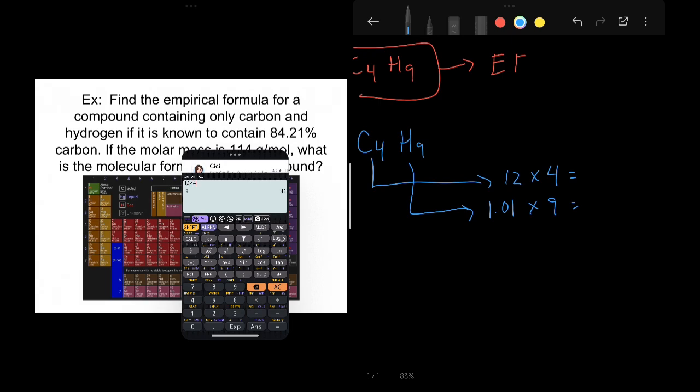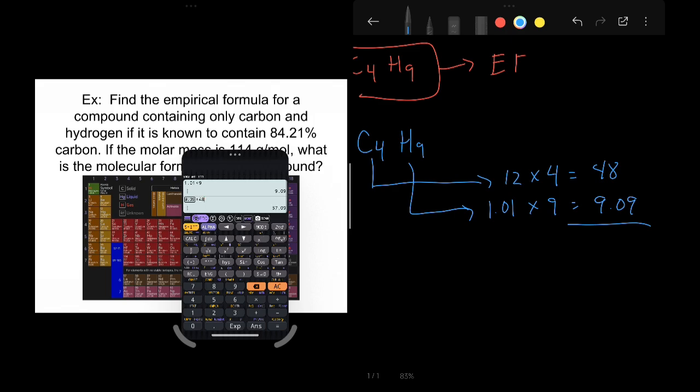So let's calculate. 12 times 4, we got 48. And then 1.01 multiplied by 9, we got 9.09. So we'll just simply add this. 9.09 plus 48, that will be 57.09. So this will be now our empirical formula mass, or the EFM.